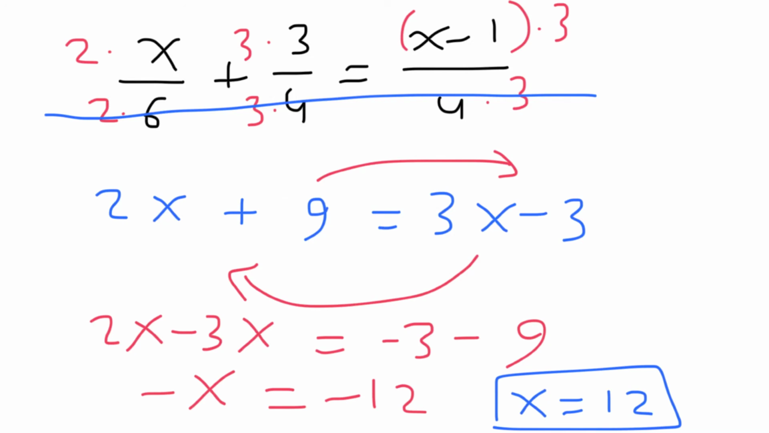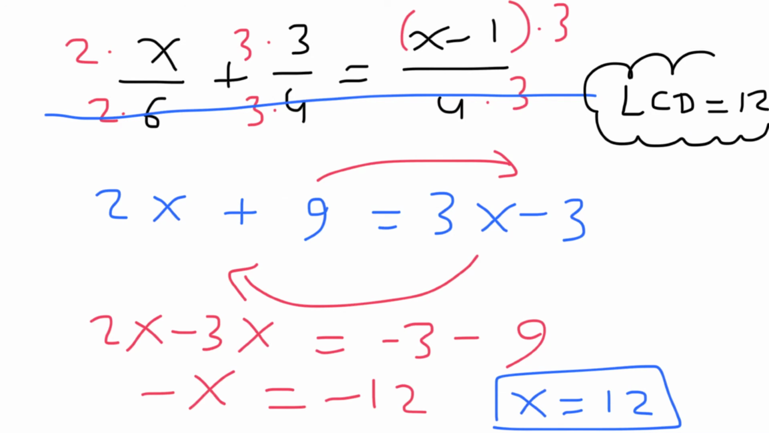So that's how I solve a linear equation, but with fractions. And here, remember, the least common denominator is 12, and that's important to learn how to do that, how to find it and how to multiply both sides, or how to have a common denominator on both sides, to remove it.